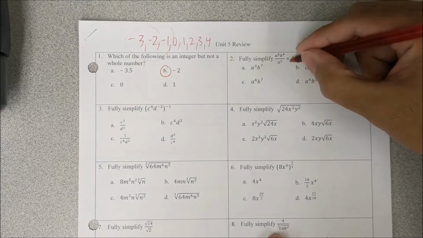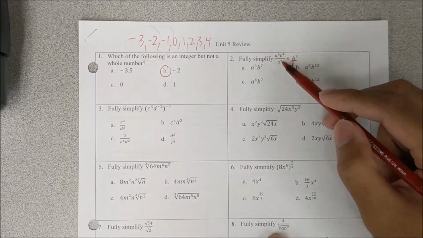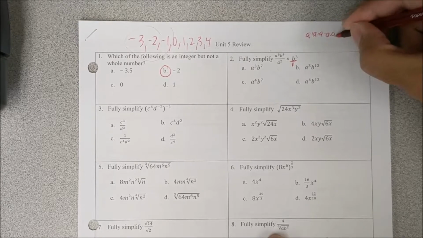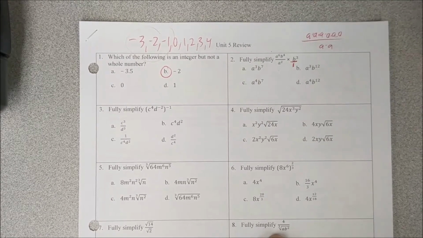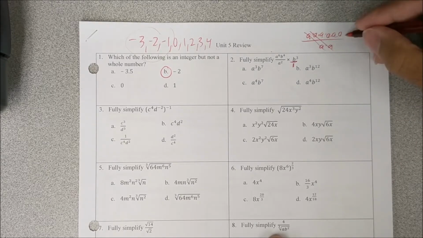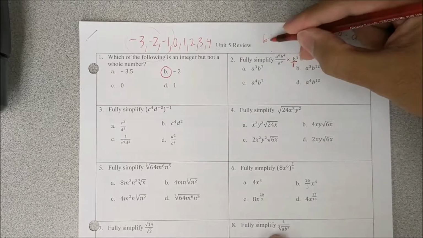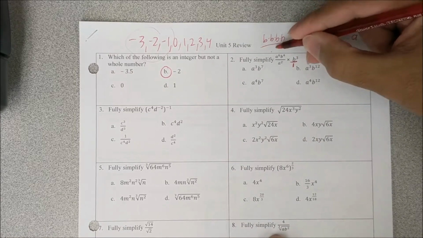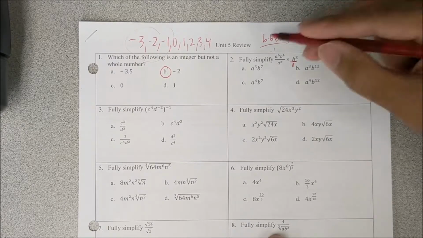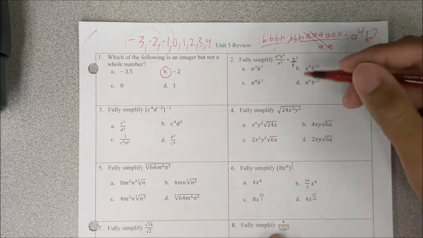Okay, simplify. So first, just looking at the a's, we have a to the 6th up top, a squared on bottom. So looking at how they cancel out, I see I've got 4 a's left over. Now working on the b's, I've got b to the 4th to start, and then I get 3 more b's. So in total, now I have 7 b's. So a to the 4th, b to the 7th.